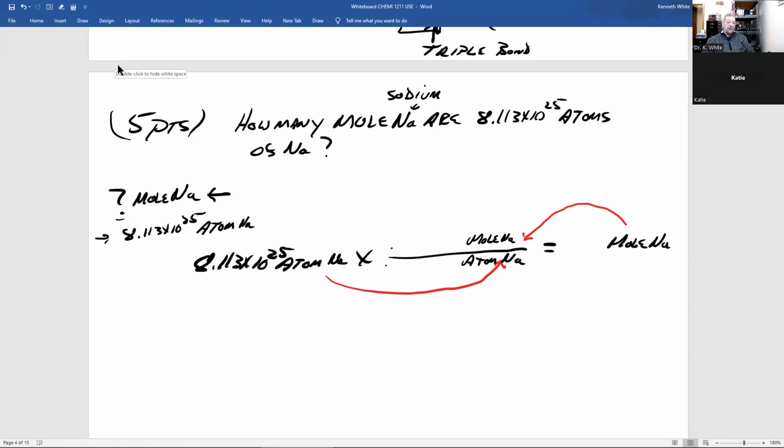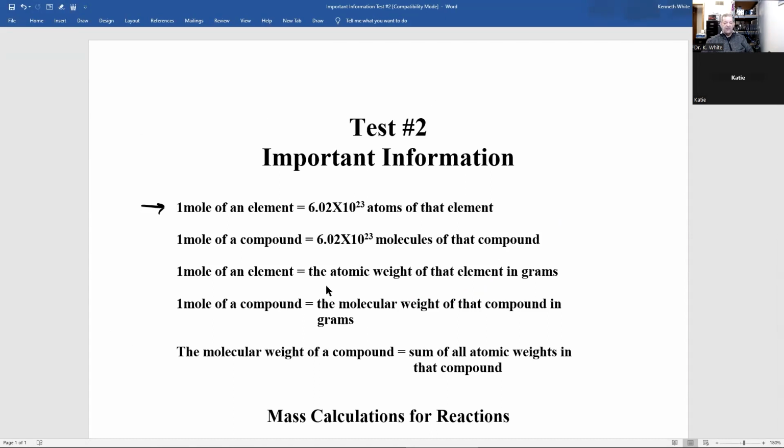And where do I get these numbers? Good question. Now, let me remind you, you have two things equal each other, A equals B, you'll always have two ratios. You can develop A over B and B over A. Well, where do I find a relationship between moles of an element and atoms of an element? Well, as I've told you in the past, I've cut down on memorization. And 1 mole of an element equals Avogadro's number, 6.02 times 10 to the 23rd atoms of that. So if I look at this, 1 mole of sodium equals 6.02 times 10 to the 23rd atoms of sodium.